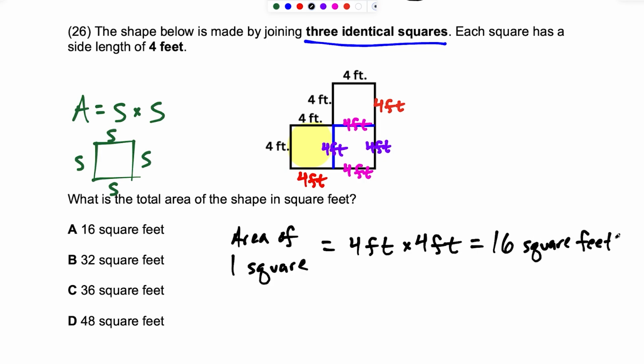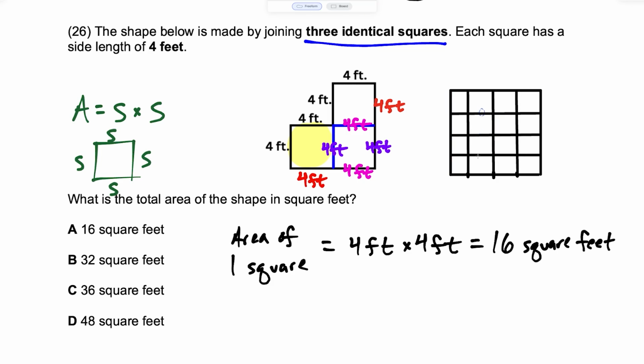Now, if you're a little bit confused, like, wait a minute, what does that mean? Well, let's say I magnify one of the squares. Okay, so I'm going to draw one of the squares over here. And what I'm going to do is I'm actually going to cut this up so that we could see where the 16 is coming from. So if it's 4 feet by 4 feet, then I'm going to cut this into fourths like this. And we could see that if I draw in these extra lines here, we could see that when we have a square that goes 4 feet across and 4 feet up, the area, 16 square feet, represents the number of small squares on the inside.